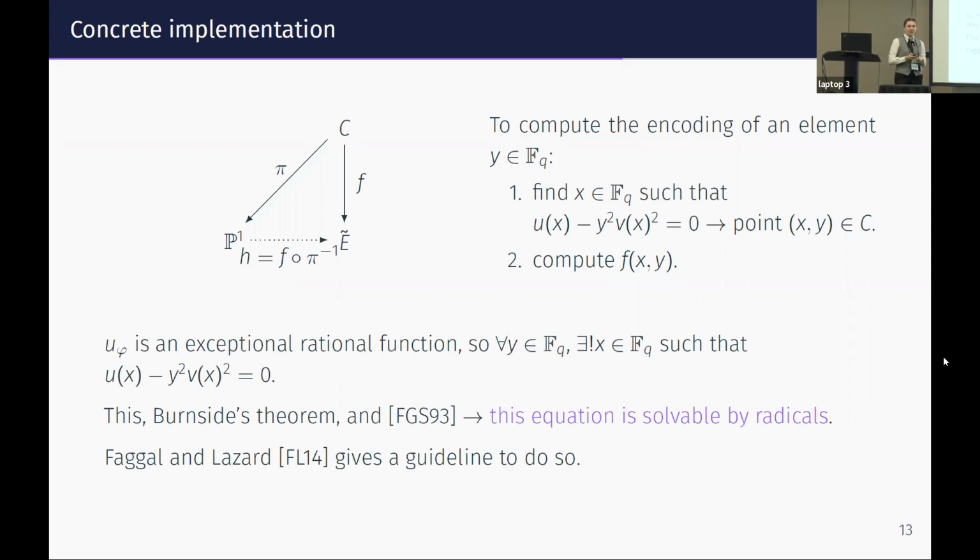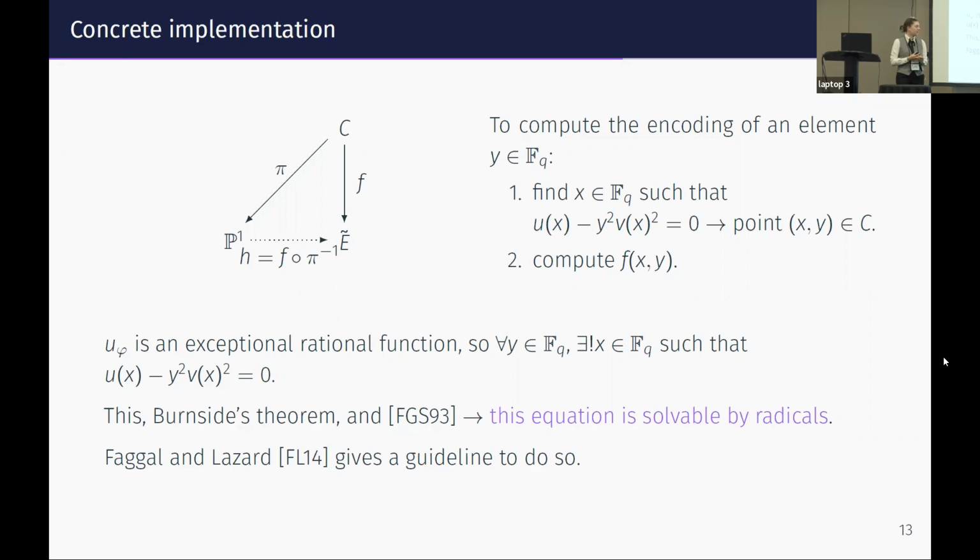A naive way to do this would be to use an algorithm such as Cantor-Zassenhaus, for example, to just find the root corresponding to the input y. But this would not be a very wise strategy, because we want to be able to compute our encoding in constant time, and this is not easy to do if we want to use probabilistic algorithms such as Cantor-Zassenhaus.